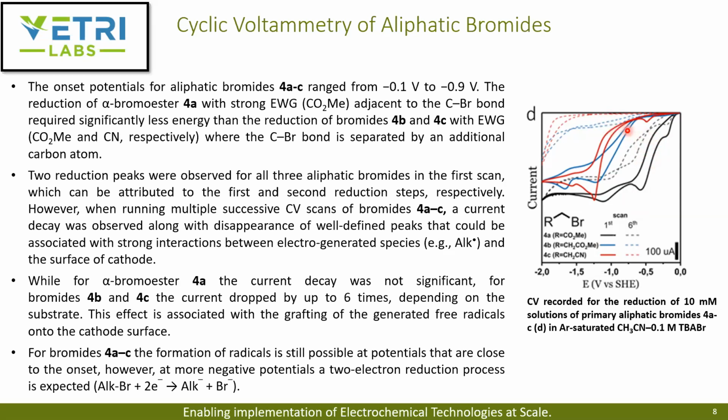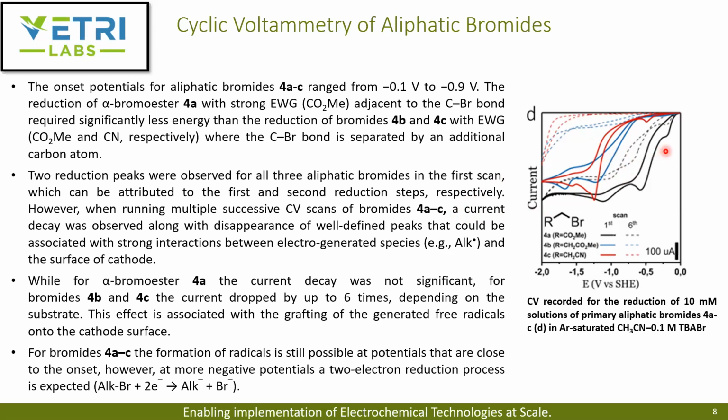However, the current decay is not the same for all three aliphatic bromides. For example, for the alpha bromide, the current decay was not significant, whereas for B and C, the current decay was at least 6 times. This is attributed to the substrate, because similar progressive potential shift and current decay were previously reported for other cathode materials such as glassy carbon, copper, and gold interfaces.